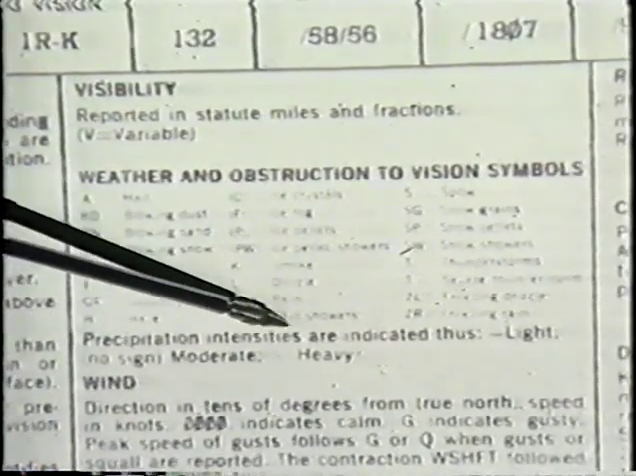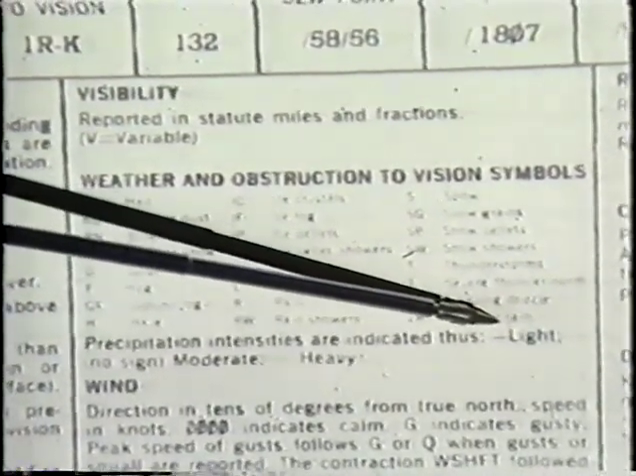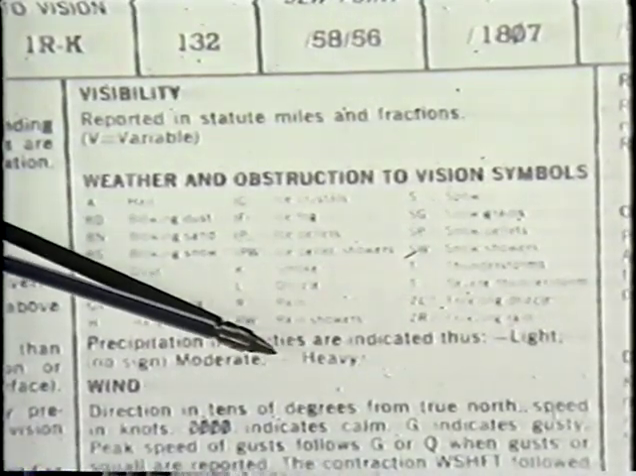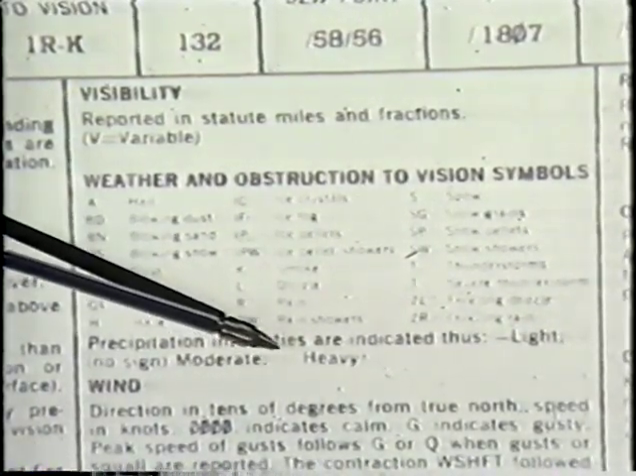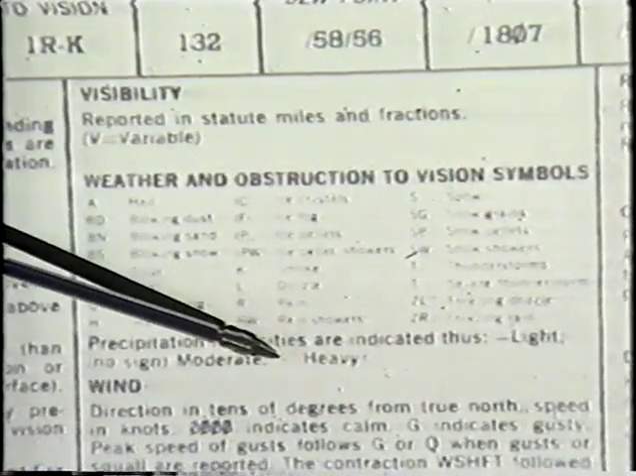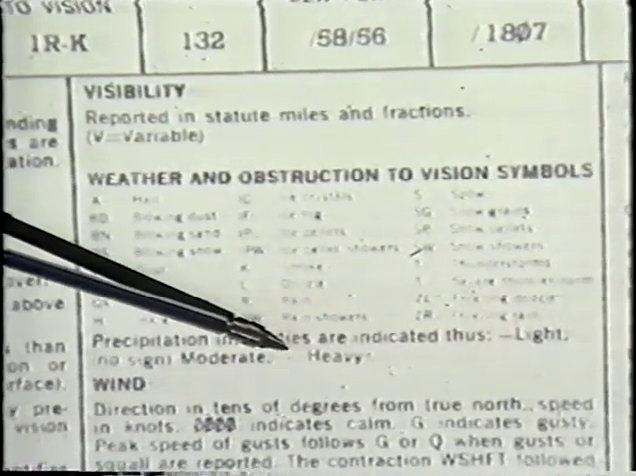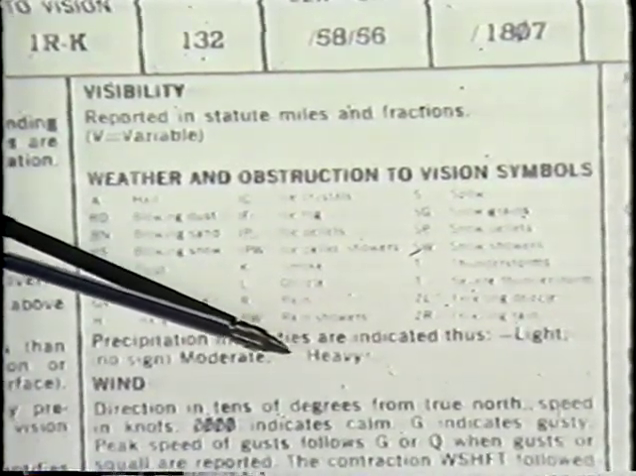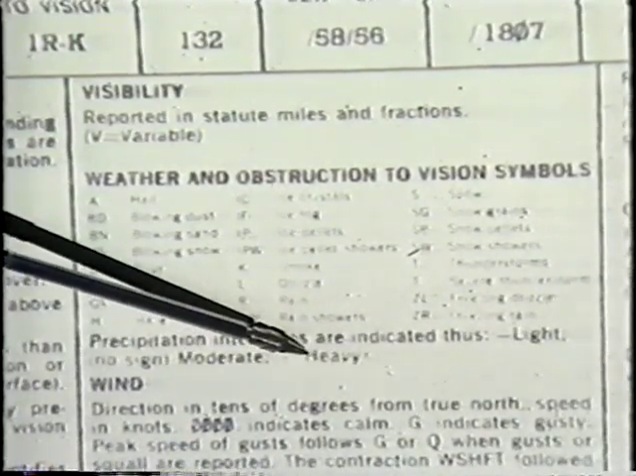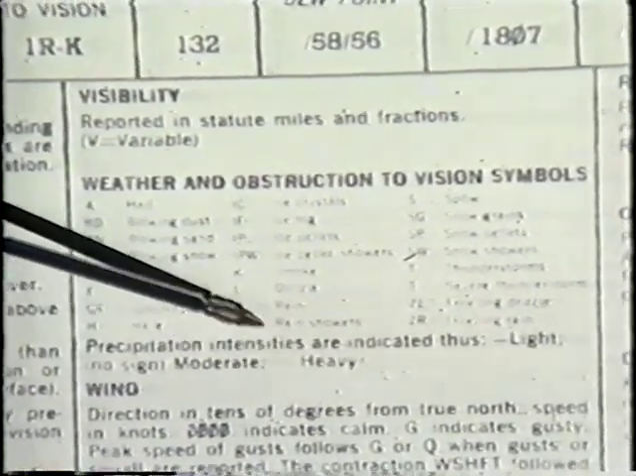But take a look up here, class. Look what this says here. It says precipitation intensities are indicated thus. A dash means light. No sign means moderate. And a plus means heavy. Now your plus probably didn't print, so you might write that in your book there. Plus is heavy. Right there where it says precipitation intensities are indicated thus: a dash is light, no sign moderate, and a plus means heavy.